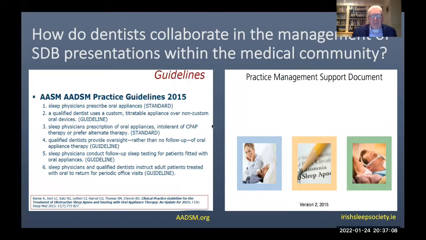So it's a collaborative intervention, and communication is essential to optimize the outcomes for patients and to manage some of the occasional complications that may occur or the less than optimal outcomes.